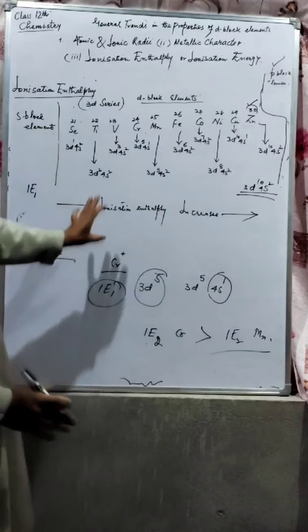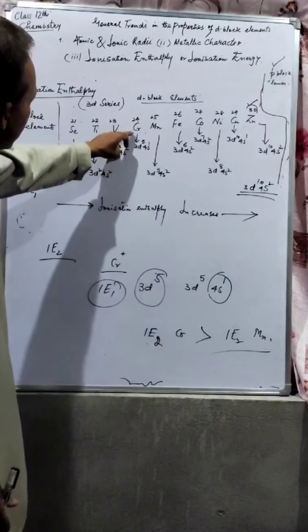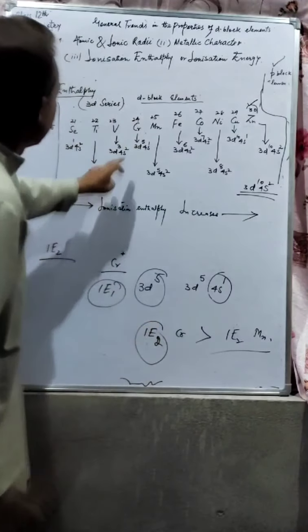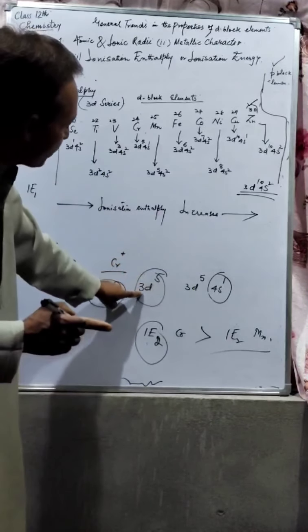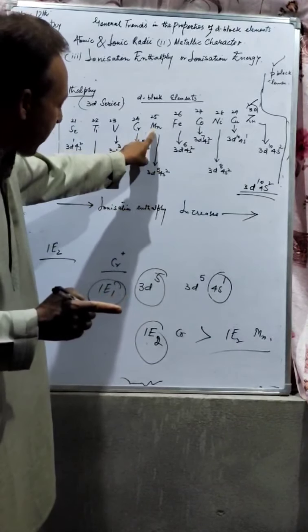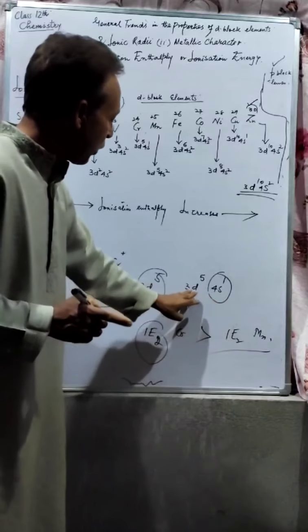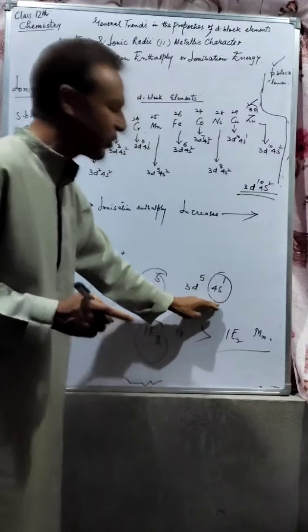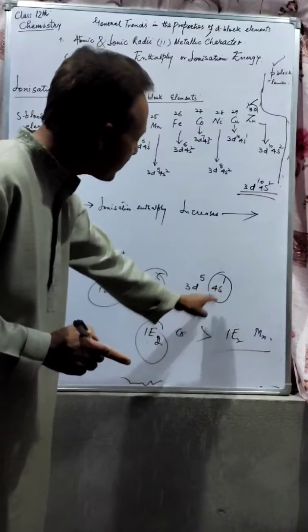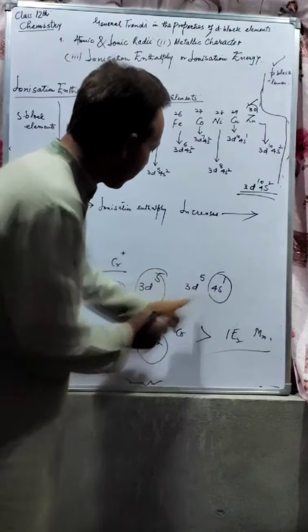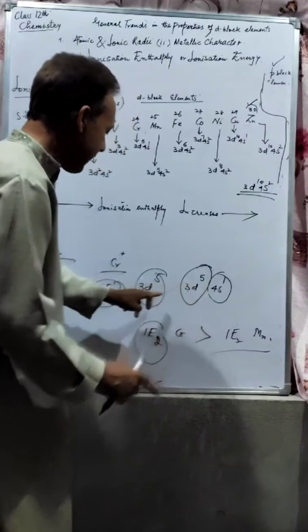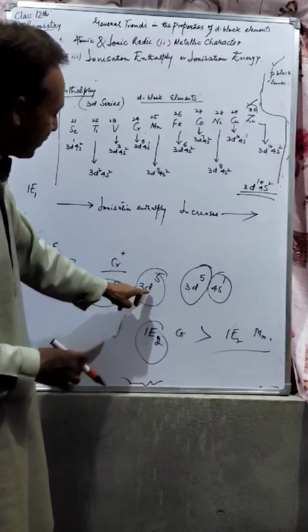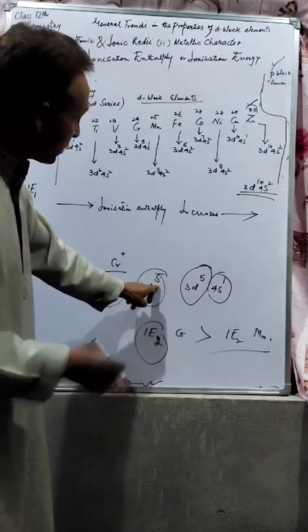Clear? I hope my point is understood: for IE second of chromium, we have to remove the electron from 3d5, and in the case of manganese we have to remove the electron from the 3d5 4s1 configuration. So it becomes easy to remove the electron from 4s1, because it still remains a stable configuration, exactly half-filled, whereas here we have to apply more energy to remove the electron from the more stable configuration so that its configuration will become 3d4.